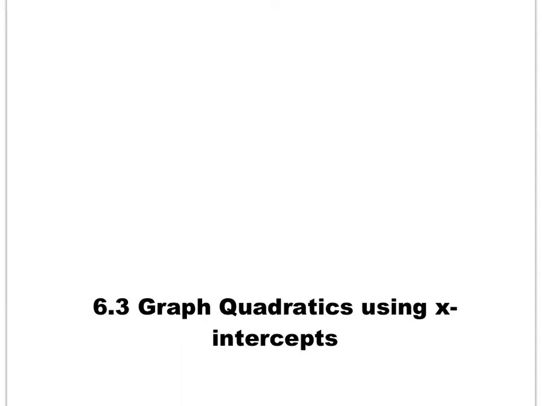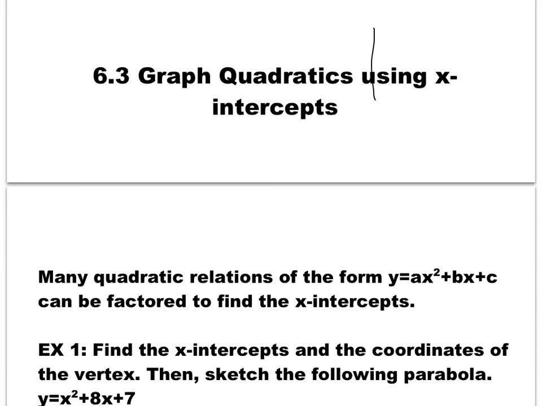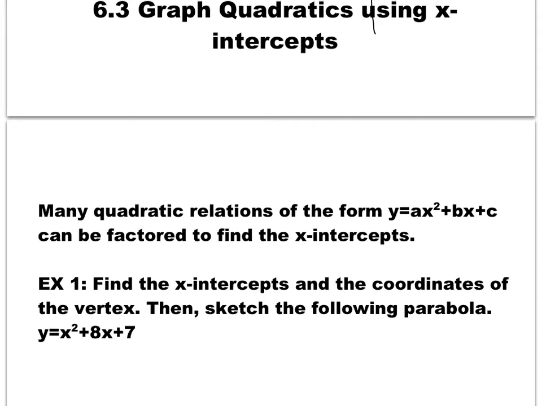In this lesson, we are going to talk about finding the x-intercept using factoring and also plotting the graph of quadratics, which is a parabola. Now, as we know, the quadratic equation is in the form of y equals ax squared plus bx plus c, and hopefully we can factor them out and then we can find the x-intercept.